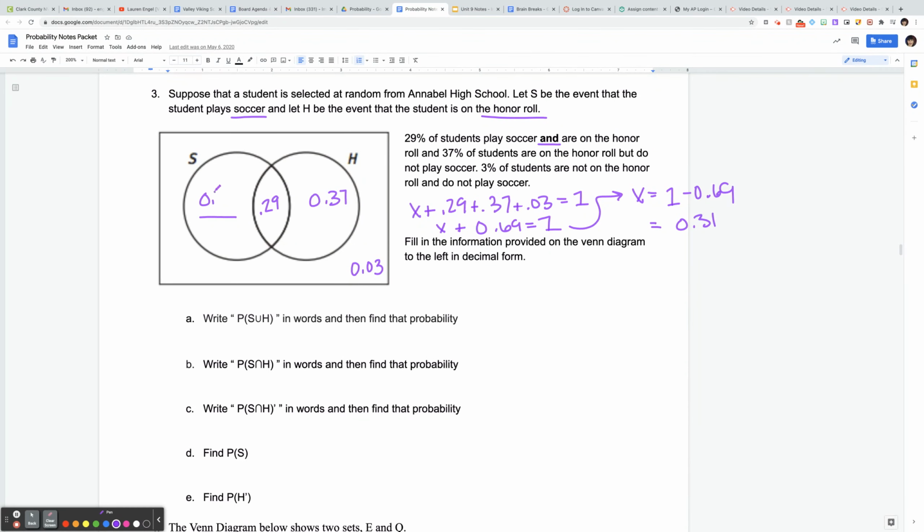It's my missing value. All right, so now that I have all that figured out, I can answer these questions. This says write P of S union H in words and then find that probability. So what this is, I want to find the probability of selecting a student in soccer or on the honor roll.